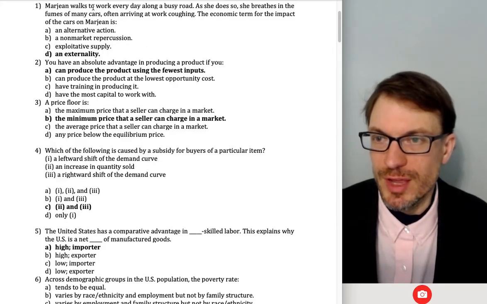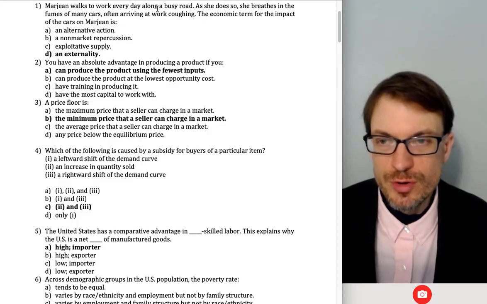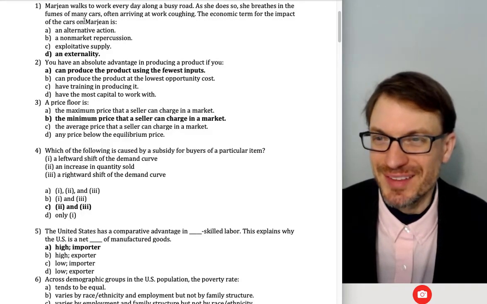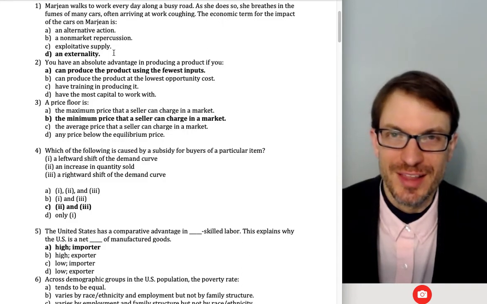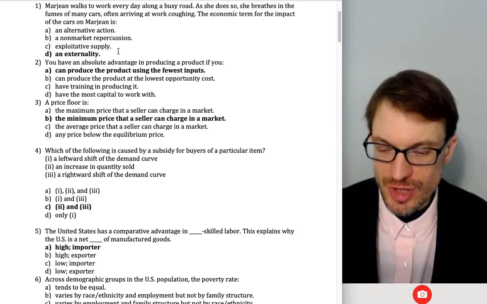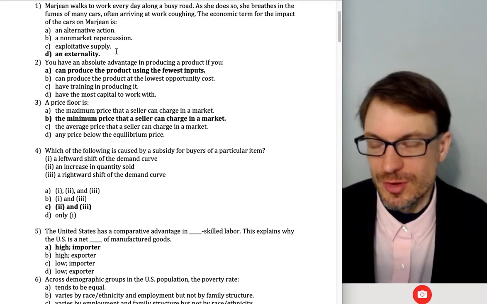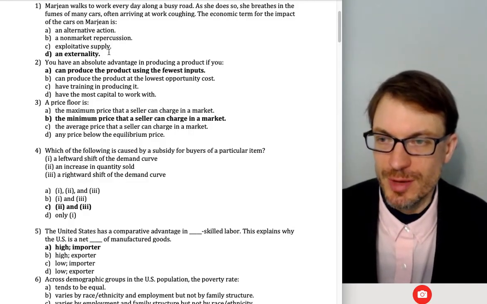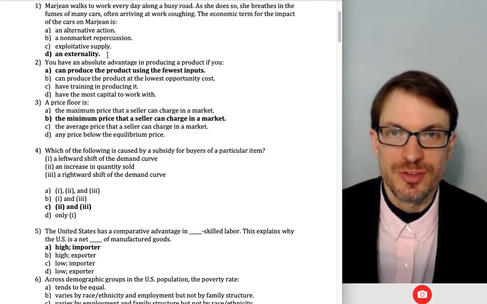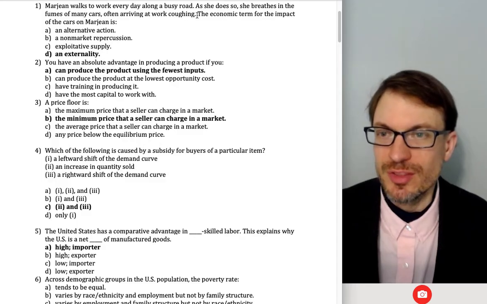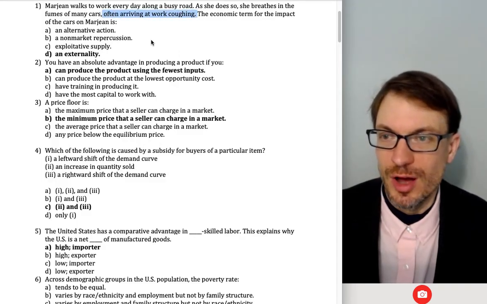All right, so we have a character walking along the road, getting to work, and in doing so, breathing in fumes from cars. So arriving at work coughing. The economic term for the impact of cars on our character is externality, right? So for an externality, we have to have some primary activity. That's whatever is generating some central activity we're interested in, usually some type of market output or some other type of transaction. Then we've got to have bystanders. And since we've got our character here, we do have a bystander, and we're assuming this is actually a negative externality, arriving at work coughing.